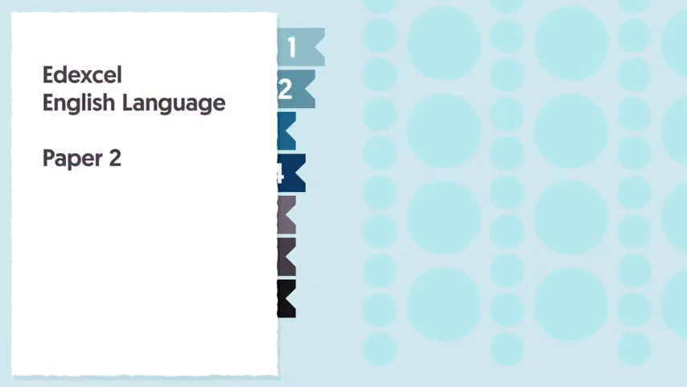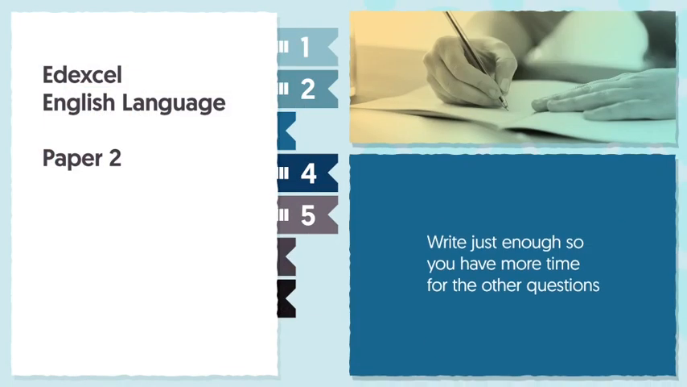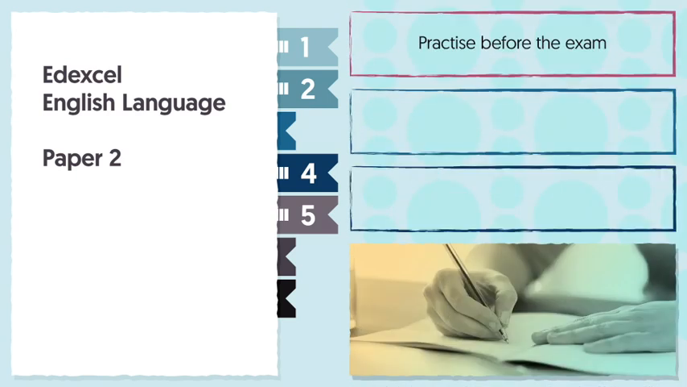With the small mark questions, one of the key tricks is to write just enough to get the marks so that you have more time for the other questions. Let's leave it there. It's a great idea to get some practice in before the exam, so why not try some past papers and see how you do with AO1?